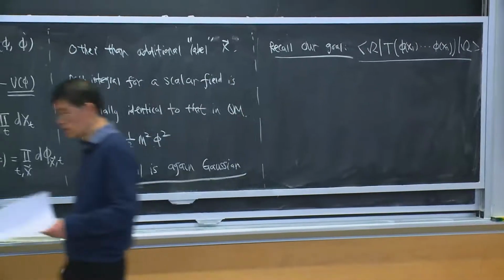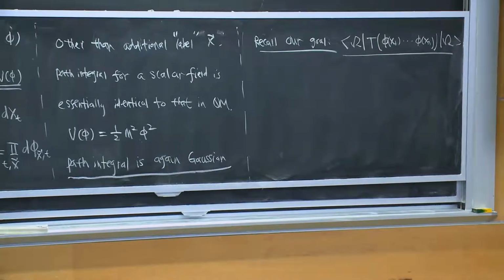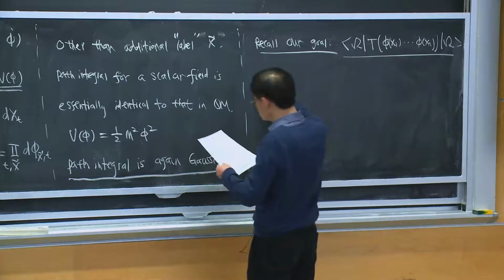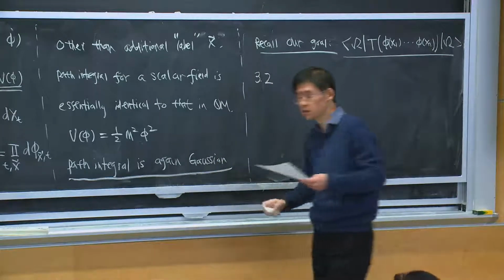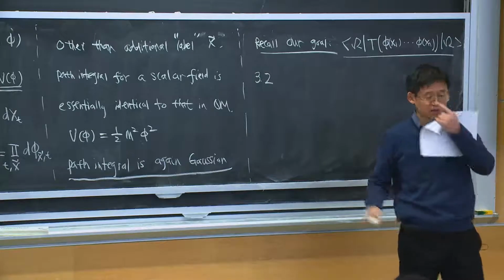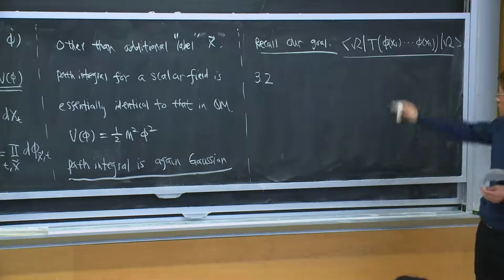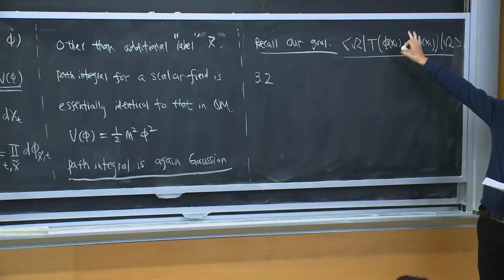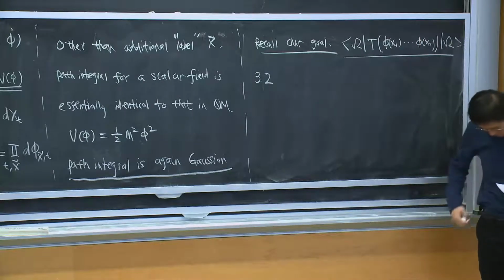Before doing that, let's first discuss how to do this in quantum mechanics, before doing this in field theory. We can first understand how we compute the similar object in quantum mechanics. Once we understand how to do that, again, the generalization to field theory will be straightforward.